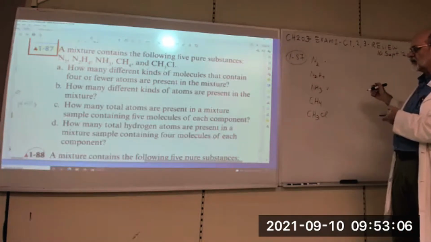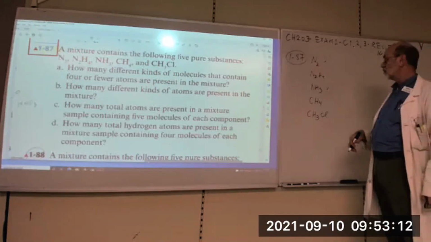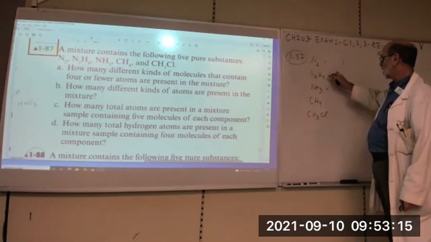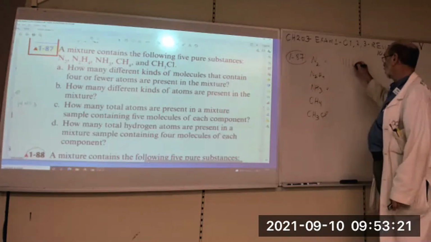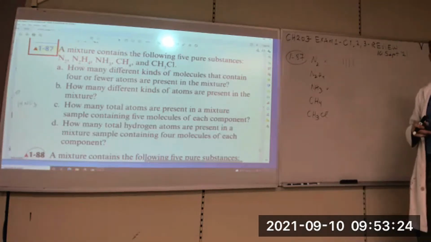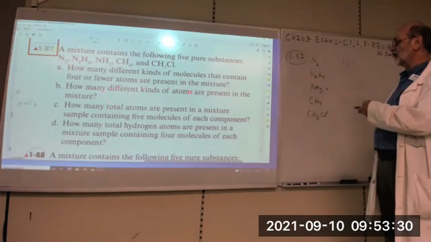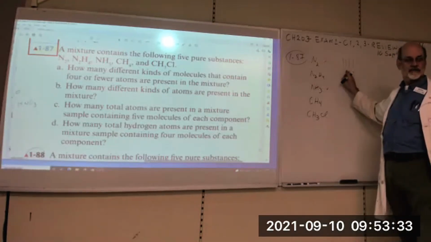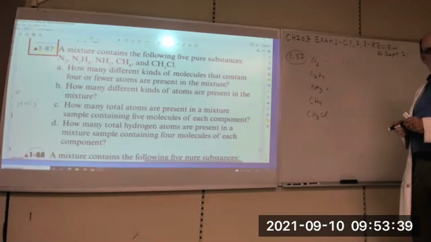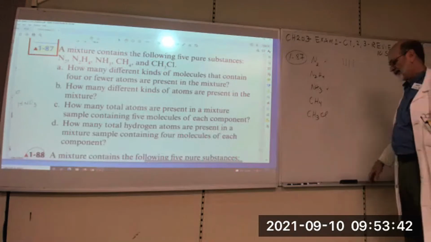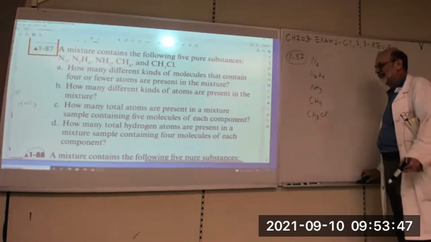How many different kinds of atoms are present in the mixture? Different kinds of atoms. How many different elements are there? Right. There's nitrogen, hydrogen, carbon, chlorine. So there are 4 elements in that mixture. On that question, you don't do anything with the numbers. How many different kinds of atoms? There are 4 different kinds, which means there are 4 elements. They should have said that. How many elements are in that mixture? I remember that one now. I didn't know if I needed to add the numbers and all.